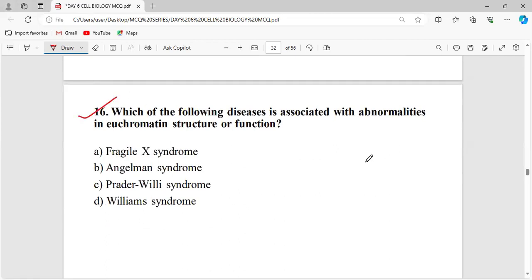Which of the following diseases is associated with abnormalities in euchromatin structure or function? Fragile X syndrome, Angelman syndrome, Prader-Willi syndrome, Williams syndrome.